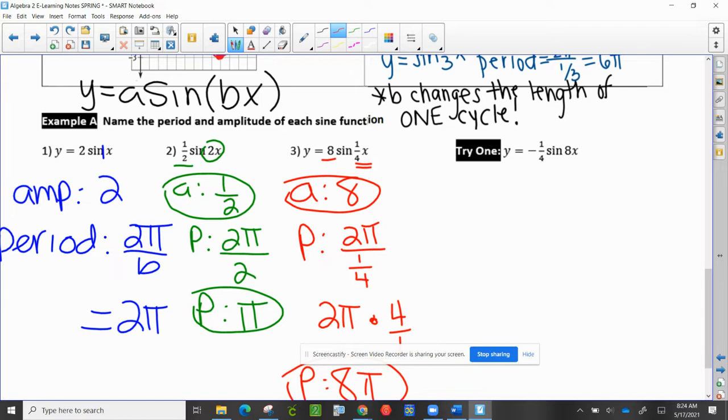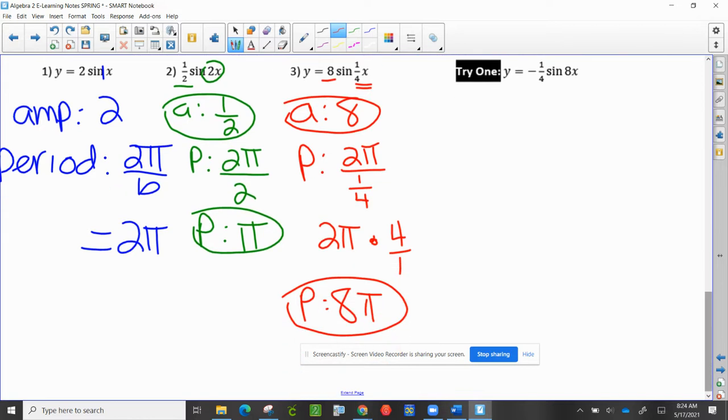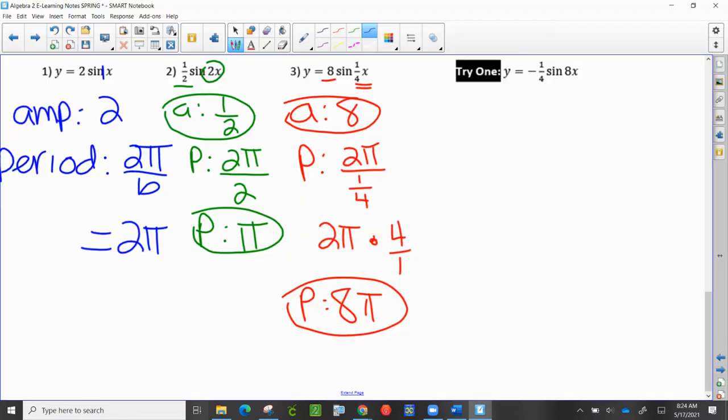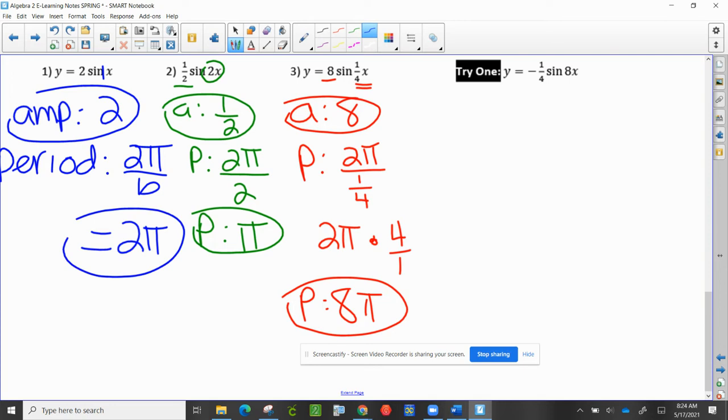Okay, our amplitude is 8. So anytime you're finding the period, that's the only one you really will have to do work for. The amplitude is always just the first number in front. It's your coefficient. Back notes. Here we go. Okay, but remember, how to find the period is just taking 2 pi and dividing out that value in front of the x.